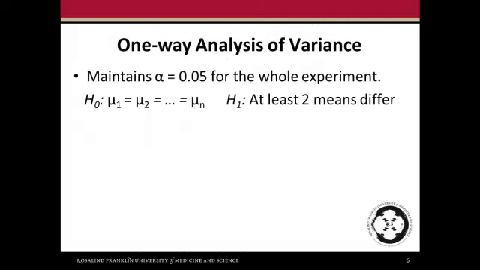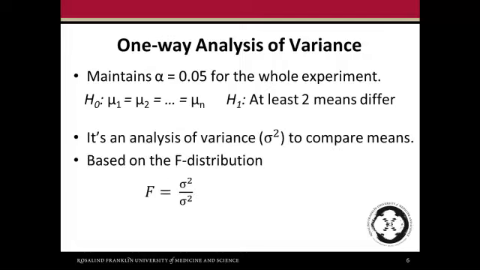So with a one-way analysis of variance, or a one-way ANOVA, it maintains its alpha of 0.05. Again, here's our null and alternative hypotheses. And the interesting thing here is that it's an analysis of variance. So here's our symbol for variance, right, sigma squared, but we're actually comparing means. I'll explain this in a little bit more detail in a minute. And the idea here is that instead of using a t-distribution, because we're now looking at variance, we use an F distribution. And F is when you have two variance values that you're dividing one by the other.